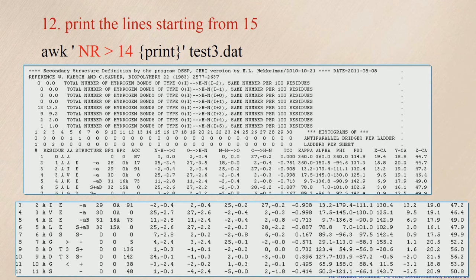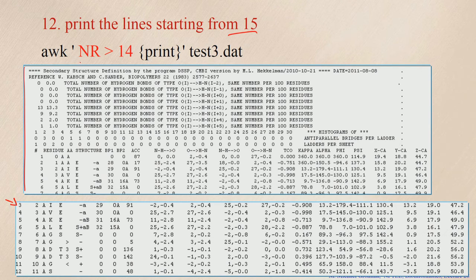So, the next question: print the lines starting from 15. Here this is your DSSP file, and these are the command information. The actual result starts from here. If you want only this data as input to another program, because they do not need all these unnecessary data, then in this case you want to have the lines which are starting from 15.